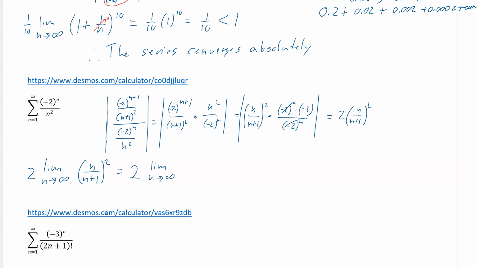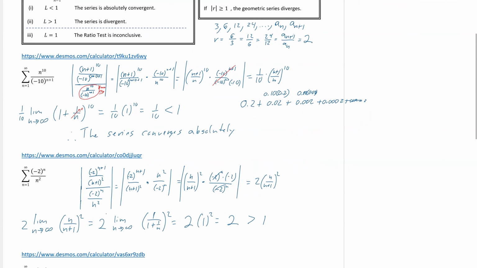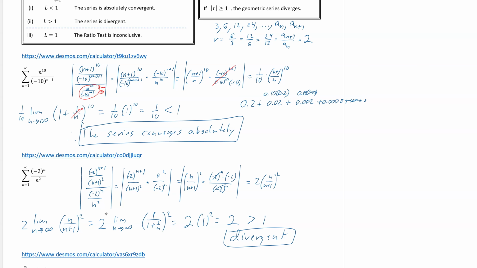And so this would just become 1 over n squared. So that's 2 times 1 squared, which is 2, which is greater than 1. So if it's greater than 1, the series diverges. This is divergent. And the last one was absolutely convergent.